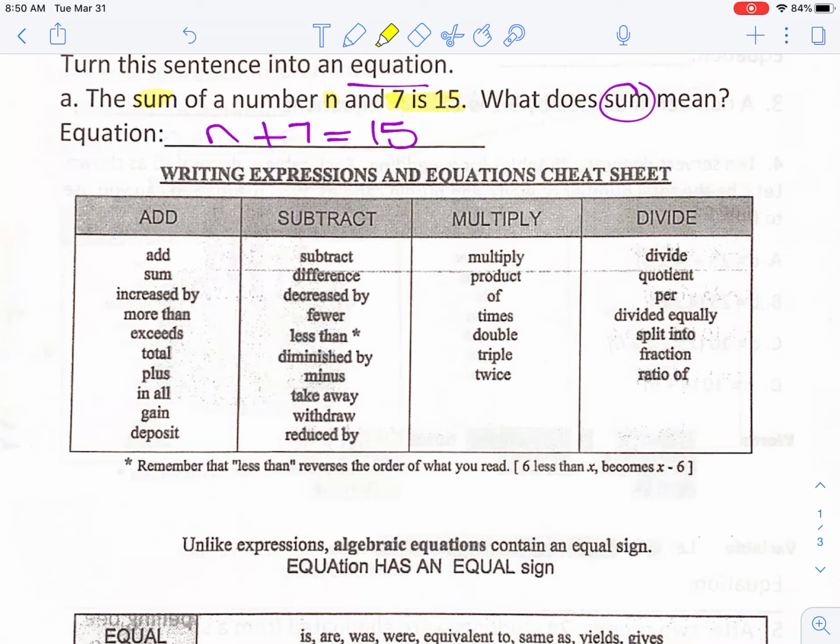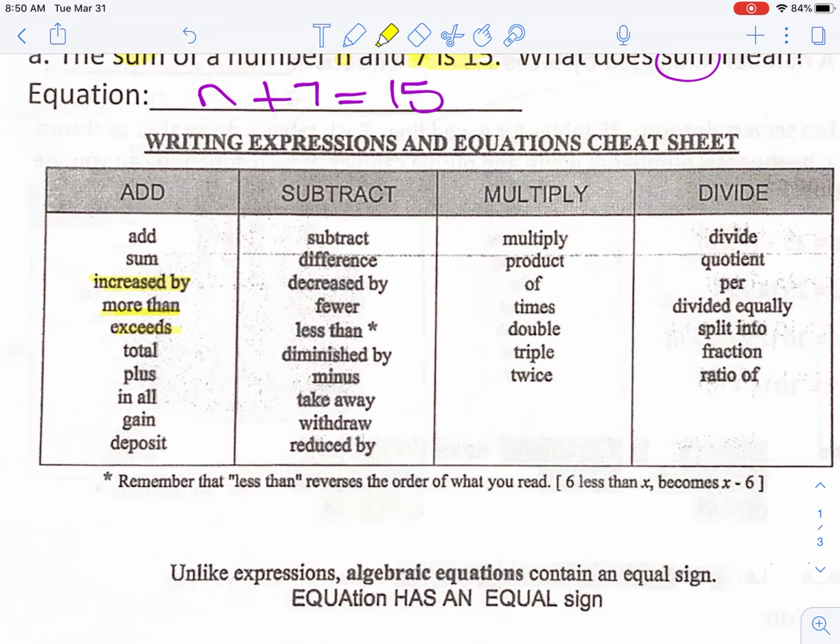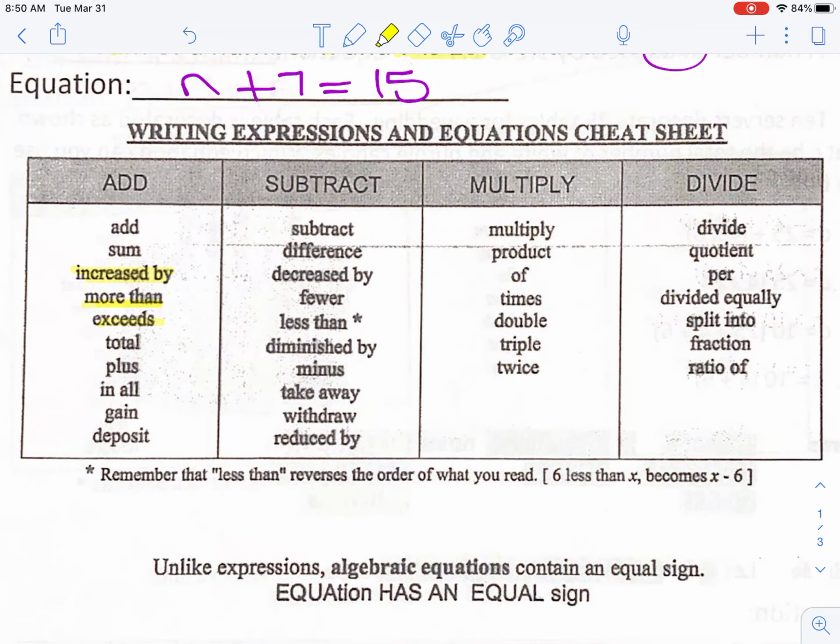We have thrown up a cheat sheet for you for reminders, so make sure and go. I'm not going to go through all of these, but go ahead and look through all of these. We've talked about these earlier in the year as well. Obviously, if you see keywords such as sum, or plus, or in all, you know that you are going to be adding. A few that maybe are new would be increased by, more than, or exceeds. Everything else we probably know that's in addition.